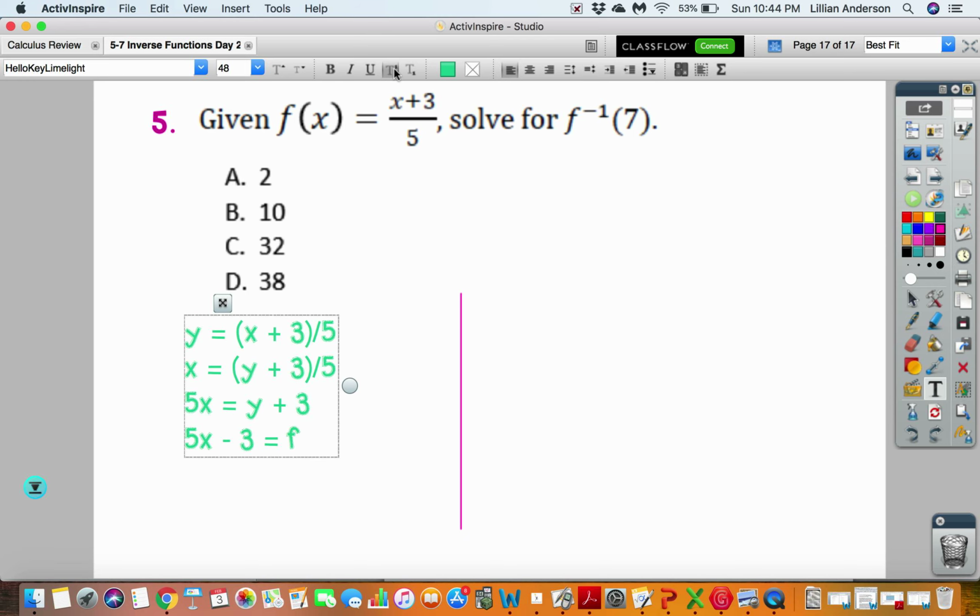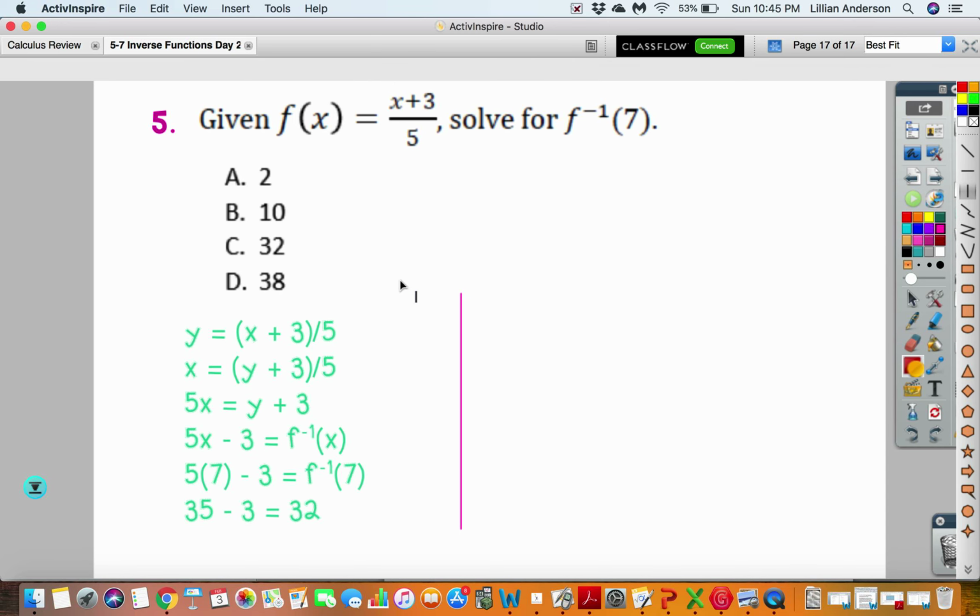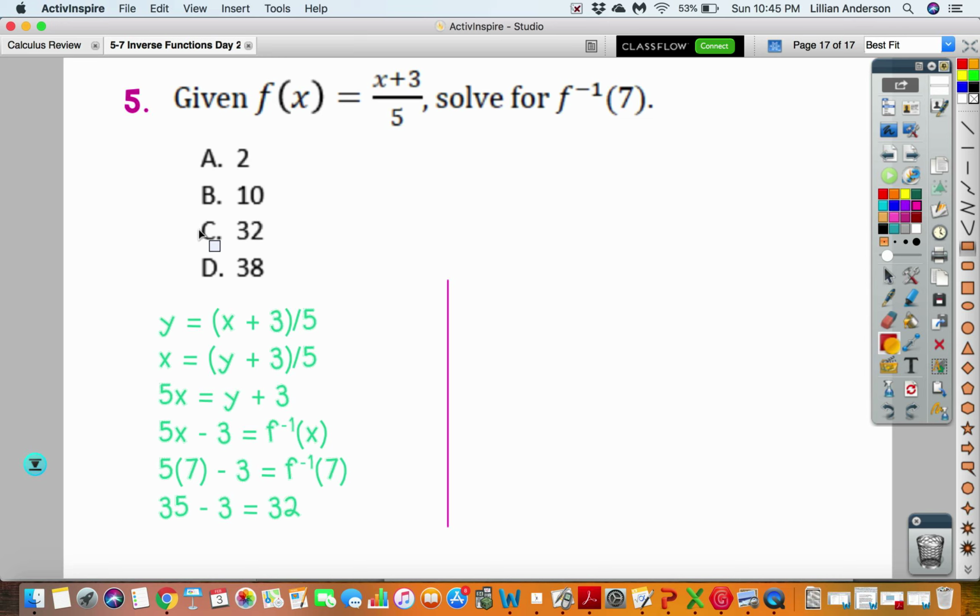So now that I found the inverse, I can plug in 7 for x because that's what it means to do f to the negative 1 of 7. So then this will be 35 minus 3, which equals 32. So our answer is C. Now that's one way that you can do it.